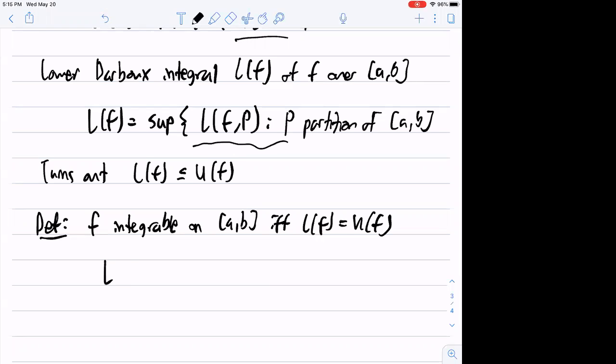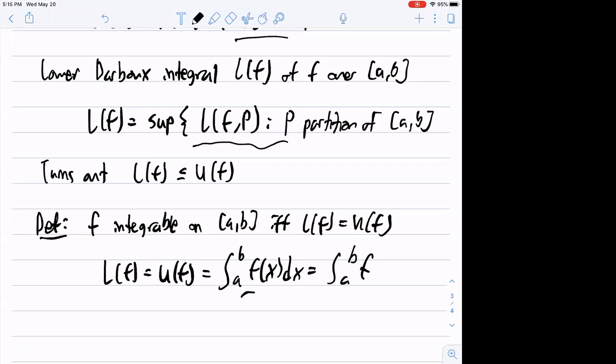And L of f equals U of f. And then we denote the integral to be like this, yeah. So again, these two are just shorthand for this, yeah. It's just notation.